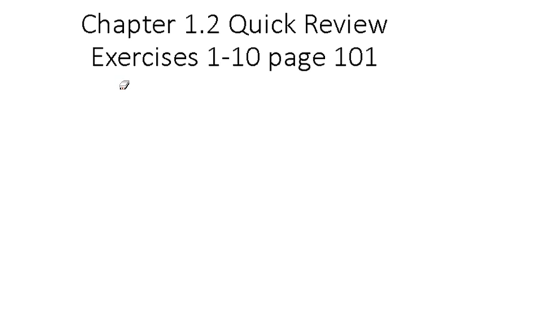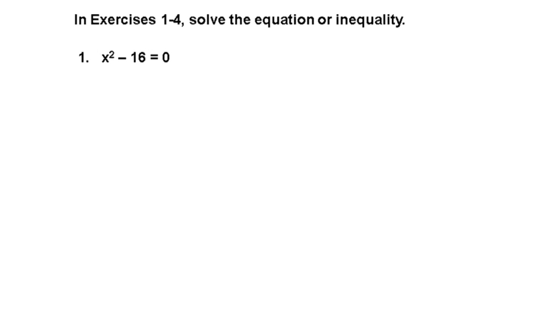Chapter 1.2 Quick Review Exercises 1 through 10. Section 1.2 in our book has to do with finding domain and range of functions and also other attributes of functions. So this exercise set is a preliminary set to that. And we're going to go over in this video the odd number problems 1, 3, 5, 7, 9.